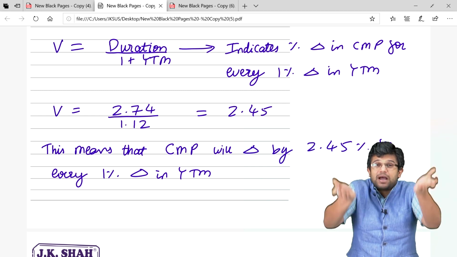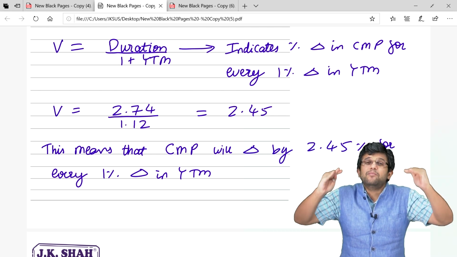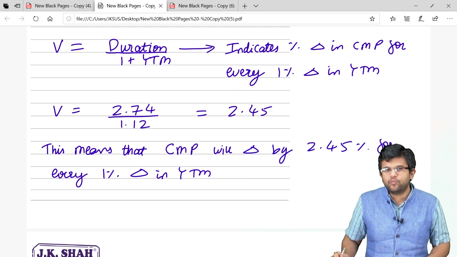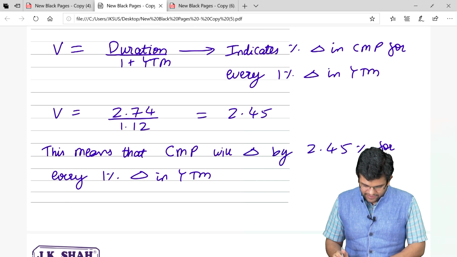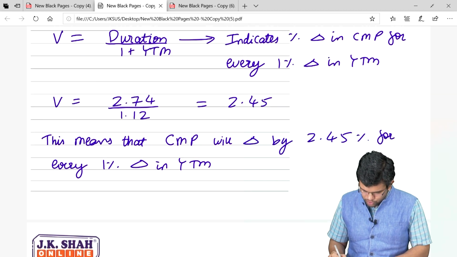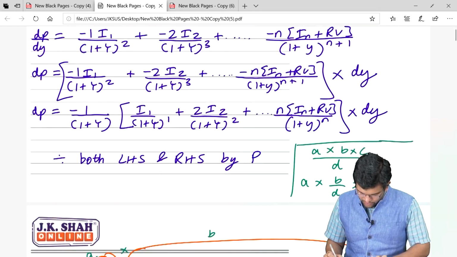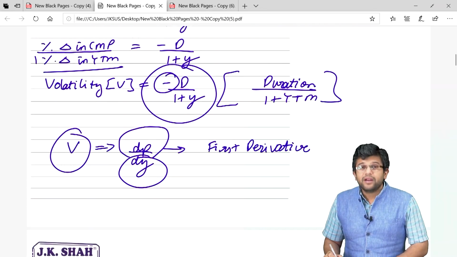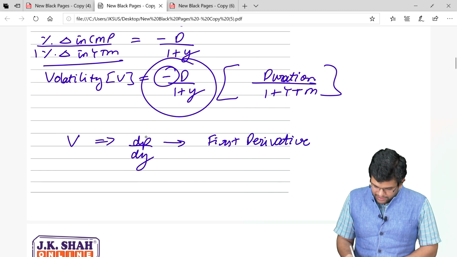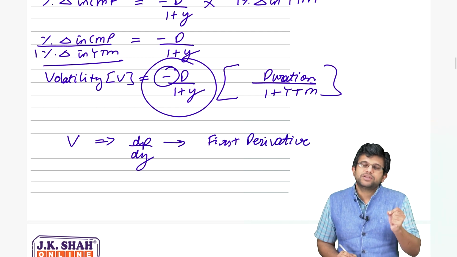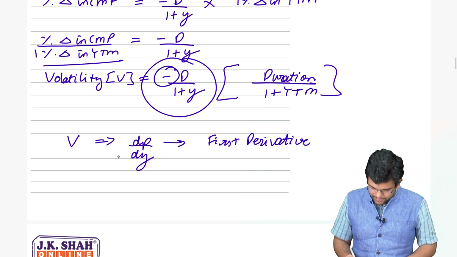That is, if the YTM goes up by 1%, the bond price will drop by 2.45%. If the YTM drops by 1%, the bond price will go up by 2.45% for every 1 unit of change in YTM. So this was as far as volatility was concerned, and we also saw that this is nothing but the first derivative, as I showed you the entire derivation for the same. Yes, V is nothing but dP by dy: the change in the price of the bond for every 1% unit change in the yield.